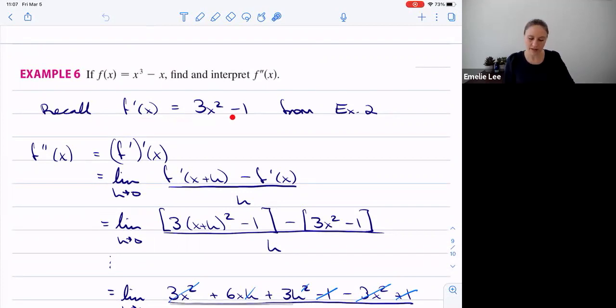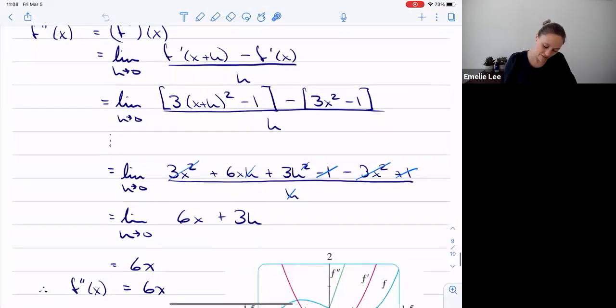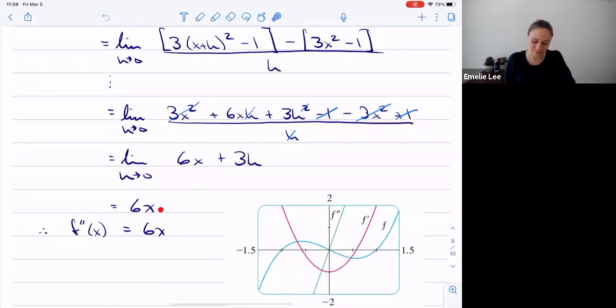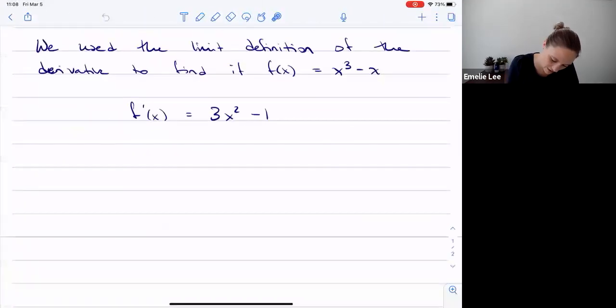Okay, so we found that the first derivative is 3x squared minus 1, and then we took the derivative of that. I kind of cut to the chase here on the simplification, but that's just math, so we're okay with that. And then our limit became 6x. So our second derivative was just 6x. Let's remind ourselves here.